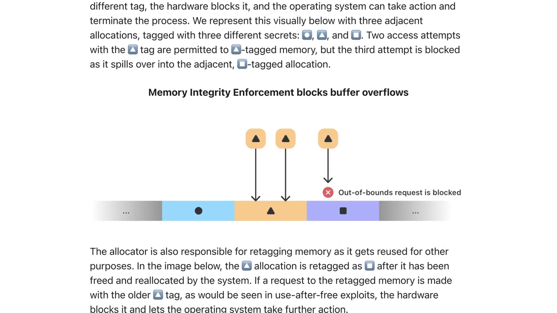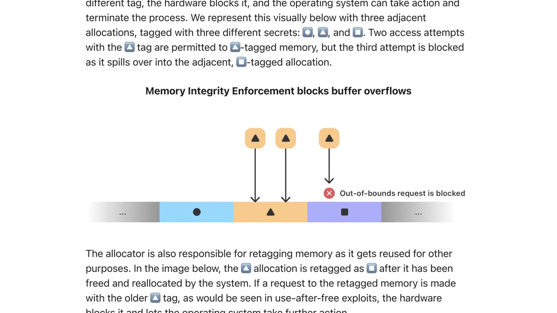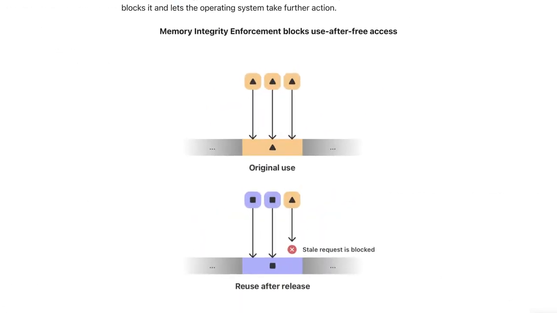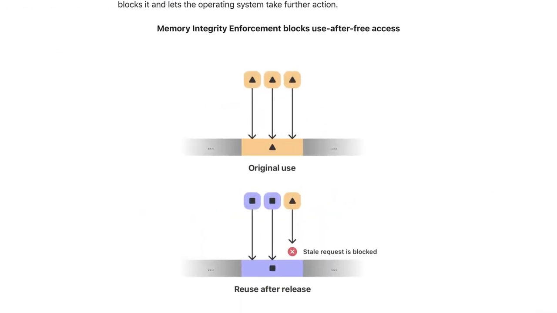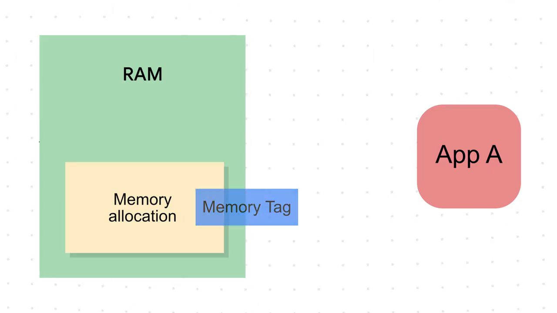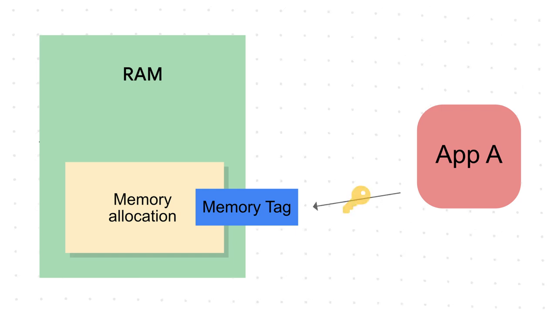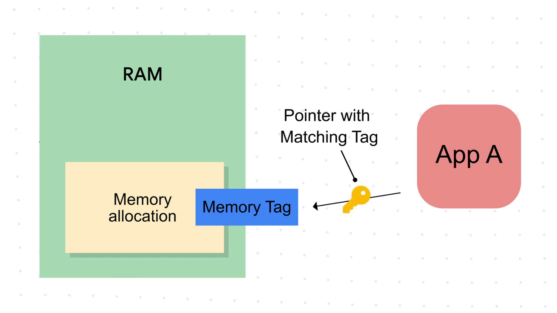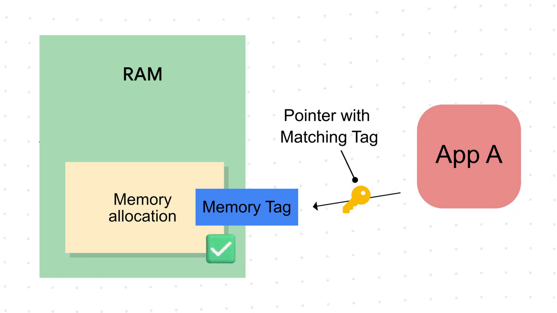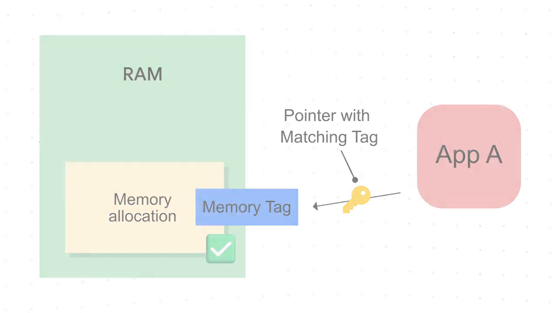What MTE does is it's essentially a system which informs the developer and the operating system when this happens. So when MTE is enabled, every single memory allocation is tagged with a secret, and then the hardware ensures that every future request from an app to access a certain memory allocation is only granted if the request contains that same secret, which only the app that made the original allocation request would have.